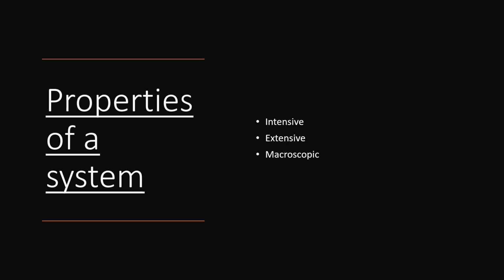Whereas in extensive, the amount is the one that matters, but the nature is not what the property basically depends on. If I give you an example, it would be mass or volume or maybe entropy or enthalpy, right? Whereas macroscopic is associated with the macroscopic system that consists of many particles. For example, it would be viscosity or pressure, right?